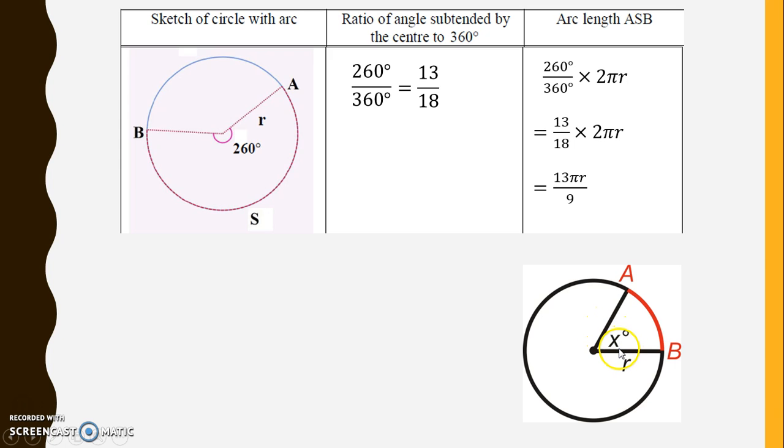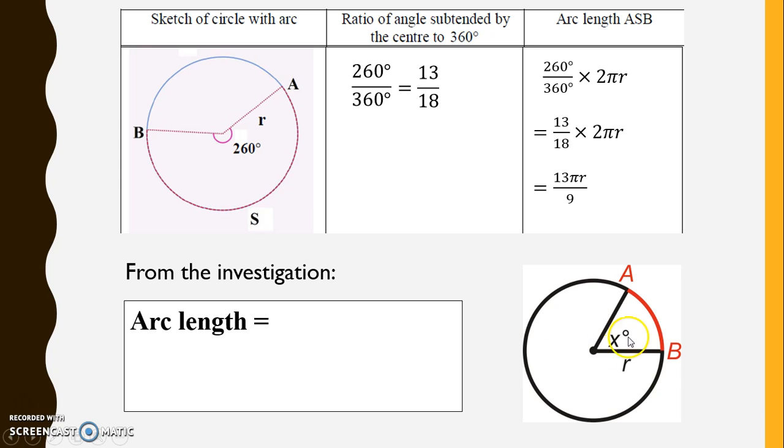From our investigation, you can see that if I have a circle whose angle at the center is x degrees, to find the arc length, all I have to do is find the fraction that this arc length is of the whole circumference by using this angle. This fraction is x degrees over 360 degrees, and to find the arc length, I simply multiply it by 2 pi r, which is the circumference of the circle. I hope this gives you a better understanding of how to find the arc length using angles.